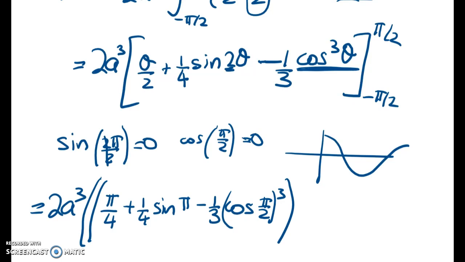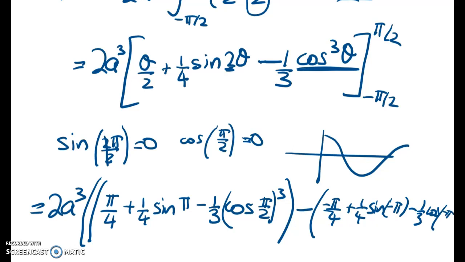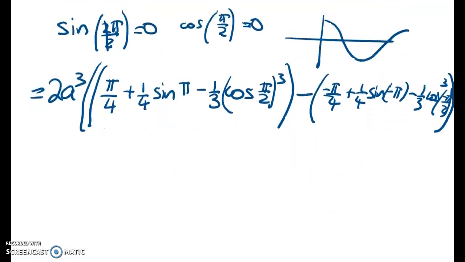That's the first bit, minus minus pi on 4 plus 1/4 sine of minus pi minus 1/3 cos of minus pi on 2 cubed. I'm sighing because this is kind of painful with the stylus. It's not nearly as painful with an ordinary pen. And there's stuff you could do in here with even and odd functions to simplify, but we don't really need to worry.